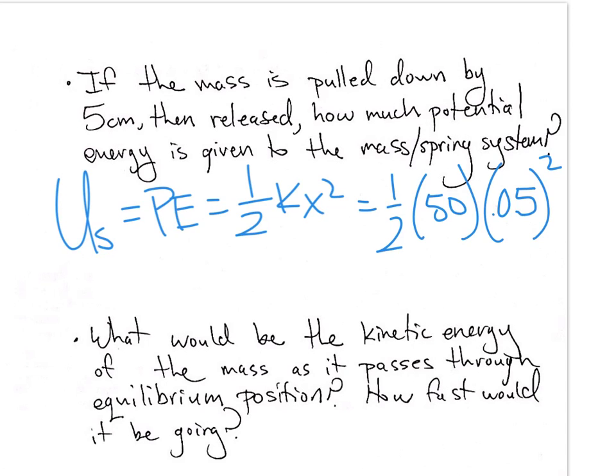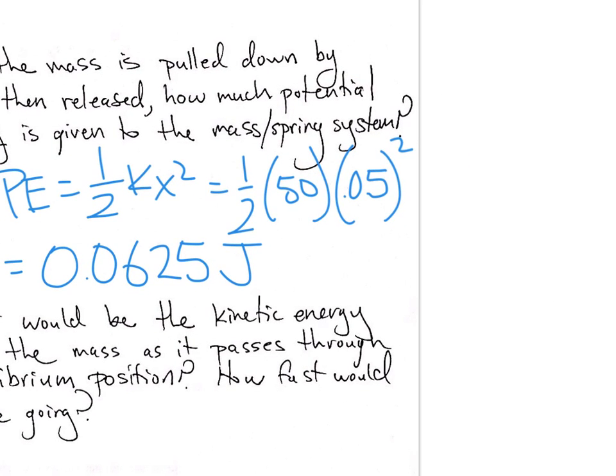Square it, and let's see, 25 times... it's going to be a 625 with a bunch of zeros. Let's see. 0.5 times 0.05 squared, 0.0625. So not a lot of joules, but again, we didn't pull the spring very much. So again, this is potential energy stored in the spring when it is stretched.